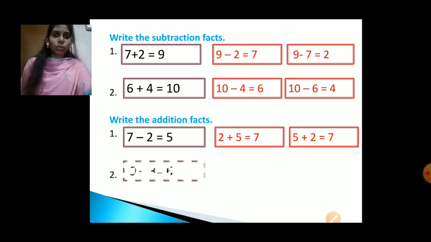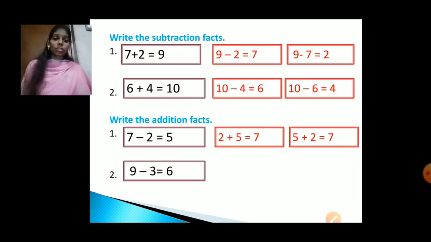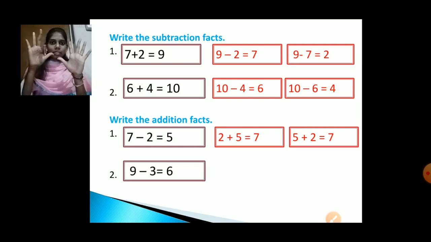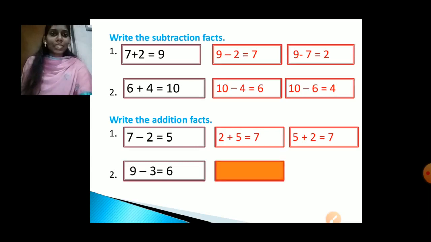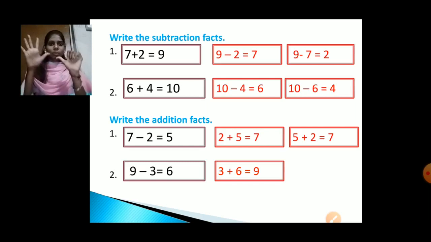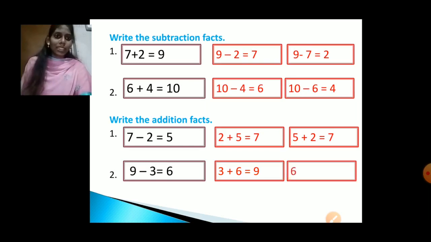Now next you will solve 9 minus 3 equals 6. Yes, so first we will add 3 plus 6 and then we will add 6 plus 3. So 3 plus 6 equals how many? 3 plus 6. 9. Correct? So we will write 3 plus 6 is 9 and then we will add 6 plus 3. So 6 plus 3 is 9 only.